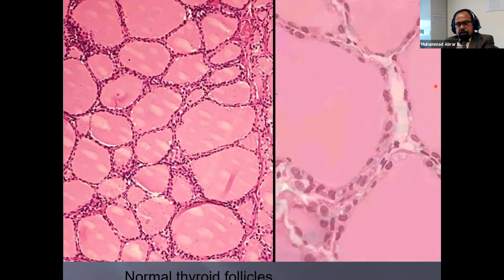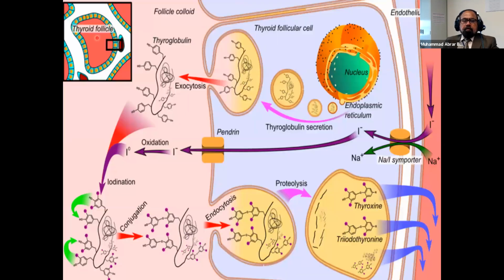Okay, so this is a high power view of that thyroid follicle, and this is filled with colloid material, and this is lined by cuboidal or low columnar epithelium. Now, for example, this is one follicle, and we have taken this picture and enlarged it here. So just to make you understand, this is one thyroid follicle cell. This is the nucleus, this is cytoplasm, and this is rough endoplasmic reticulum, right? This one.